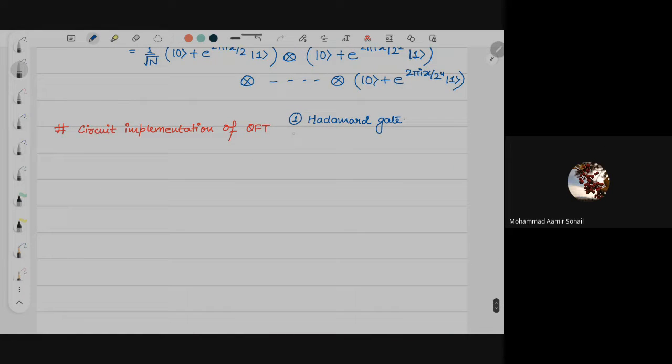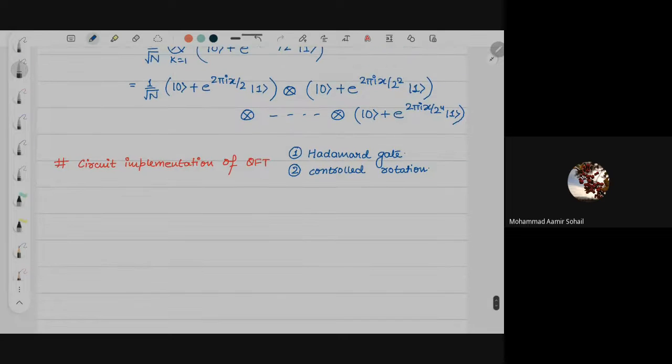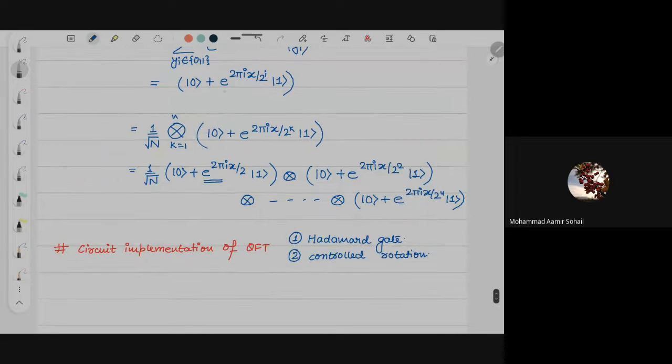Now the use of the other gate. The other gate is a kind of controlled rotation, we can say, in some form, or we can also say it's a controlled phase. So it's a controlled rotation. It has some structure, and that structure basically comes from this part. How can we add this e raised to 2 pi i x by 2, or any such function, e raised to 2 pi i x by 2 raised to i, how can we add that?